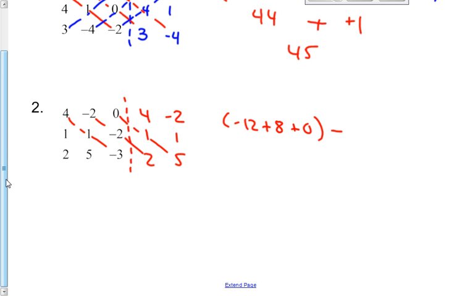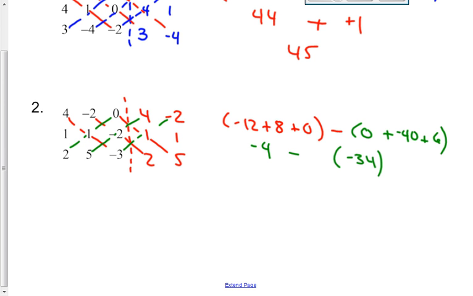Subtract. Up, 2 times 1 times 0, plus 5 times negative 2 times 4, there's negative 10 times 4, negative 40, plus negative 3 times 1 times negative 2 is 6. Negative 12 plus 8. Negative 40 plus 6 is negative 34.